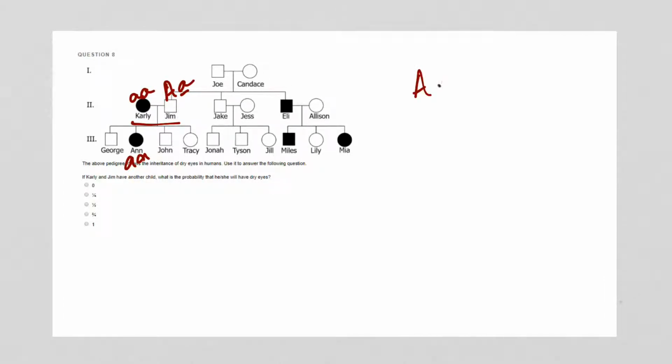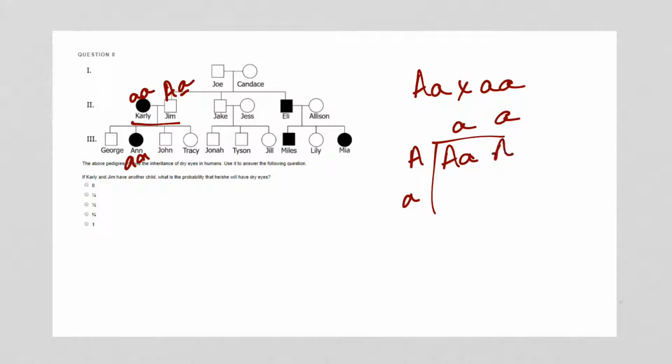So drawing the Punnett square for these two, this would be my Punnett square. We can see that half of them down here would actually have dry eyes. So that would be our answer to this question, that we would expect that half of their children would actually have the dry eyes.